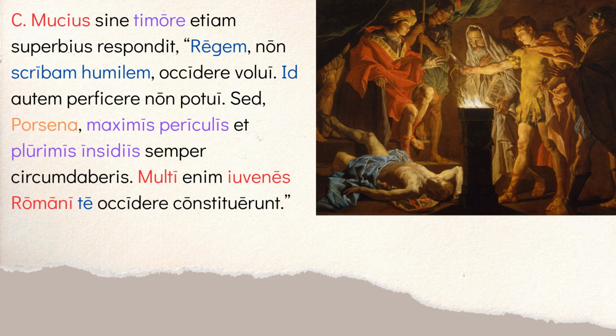Many young Roman men decided, or you can even say have decided, to kill you. There's your complementary infinitive with occidere, and te is you, meaning the king. It says, many young men have decided to kill you. So he's saying you're always going to be in danger, and there's always going to be plots kind of swirling around you.